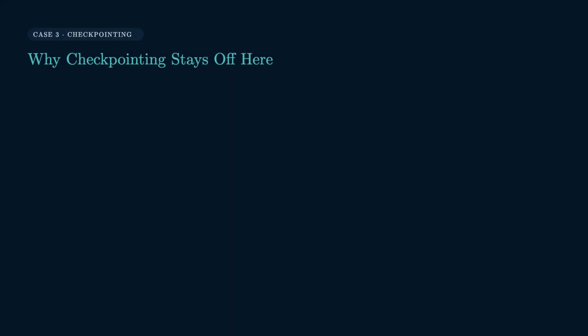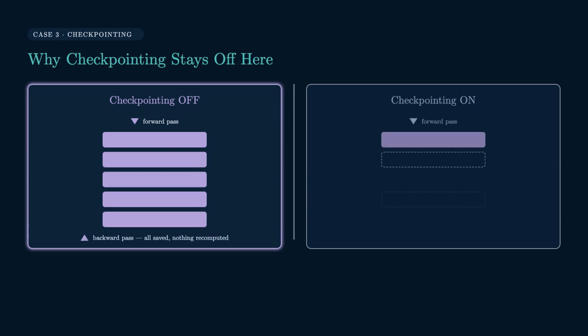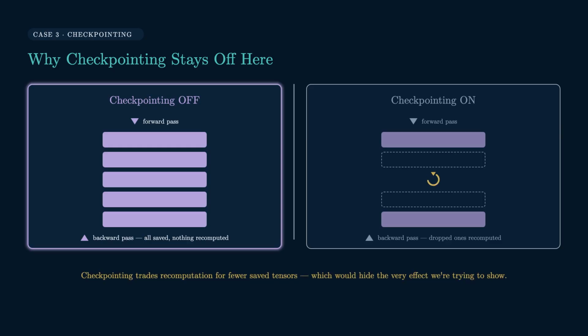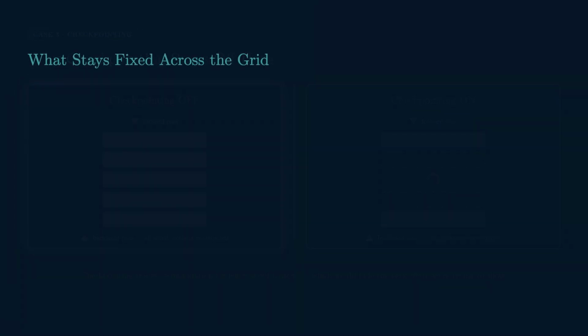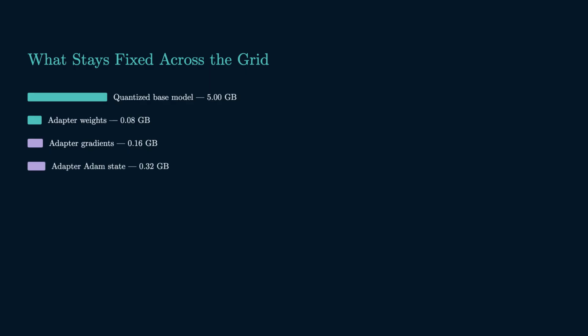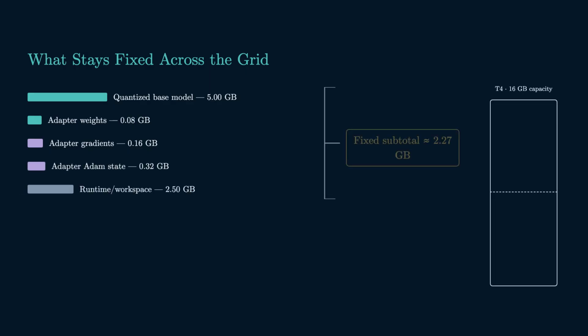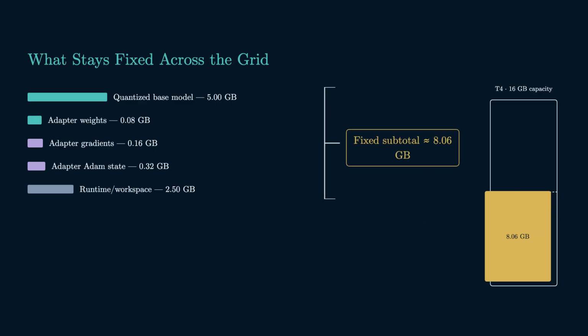Normally you'd turn on gradient checkpointing, which saves fewer intermediates and recomputes the rest during backward. It's a good trade. But it would smooth out exactly the effect we're trying to show, so for this case it stays off. Before we touch either knob, some of the bill is already locked in: the quantized base model, the adapter weights, their gradients and Adam state, plus a runtime allowance. Together that's about 8 gigabytes that doesn't move no matter what we do to batch or sequence.